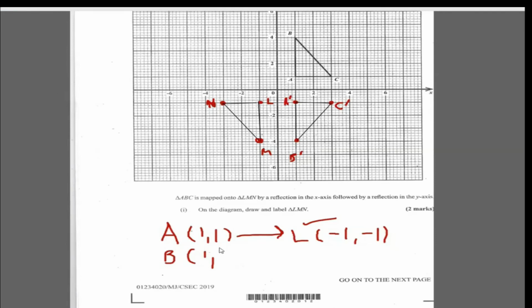So the single transformation is a 180 degree rotation in the clockwise direction, or if you want to say counterclockwise, because whether you go clockwise or counterclockwise, it doesn't matter. You're still going to get the same thing. So whichever you may prefer to write. I like to be positive, so I'm going to say clockwise.